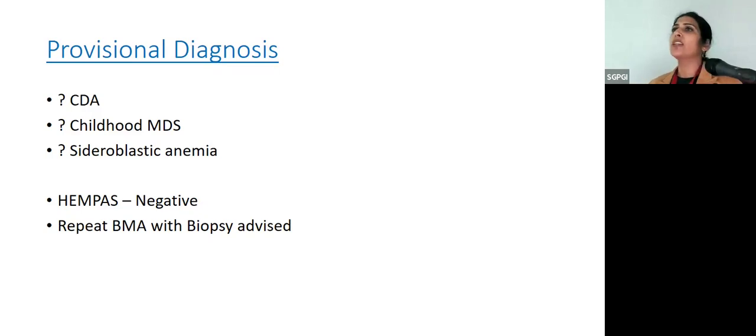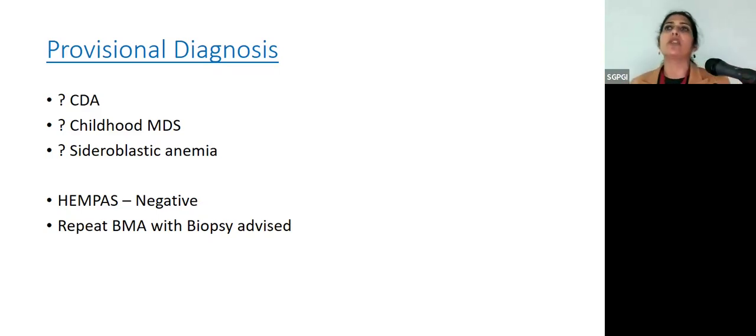So what we could do in the lab was we did a HEMPAS. What do we do it for? We do it for CDA, right? So HEMPAS came out to be negative, though not all CDA will show you a positive HEMPAS. But for so far, we could say that it doesn't look like CDA. But what about the other two things?